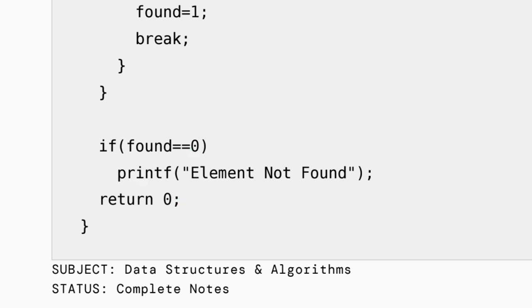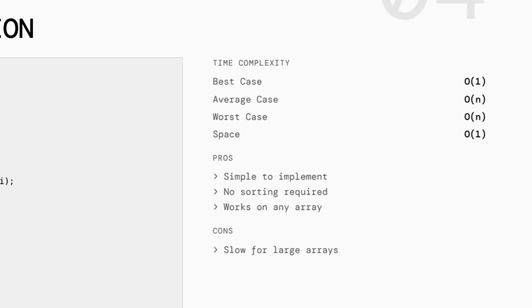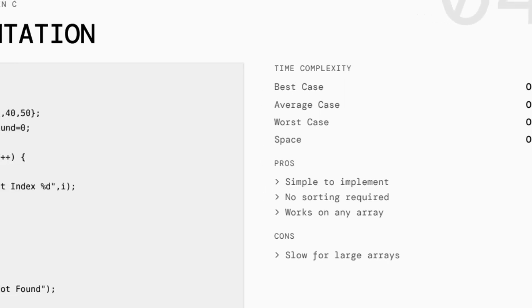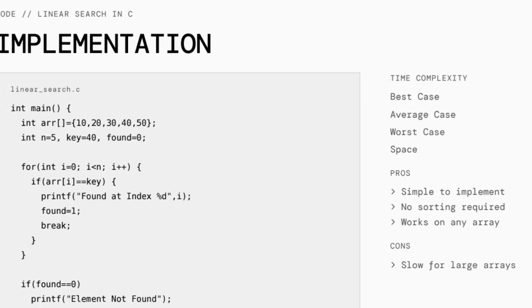As for time complexity, best case is big O of 1, average case is big O of n, worst case is big O of n, and space complexity is big O of 1.